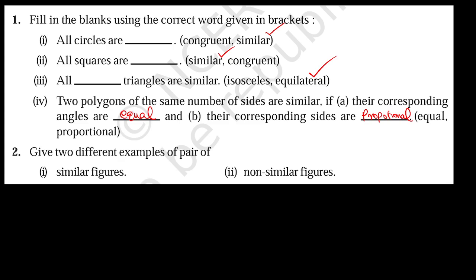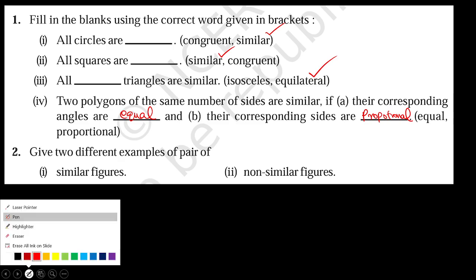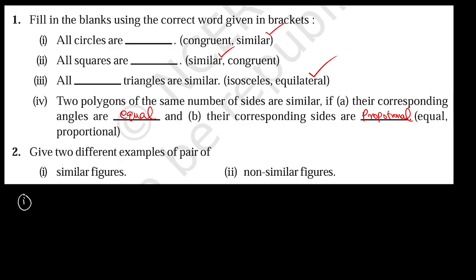So I hope you have understood. The second question: give two different examples of pairs of similar figures. That I have already discussed. The first one, similar figures. For example, a circle is a good example. I have already explained that. If you expand the smaller circle uniformly, they ultimately become identical. So circles are similar figures.